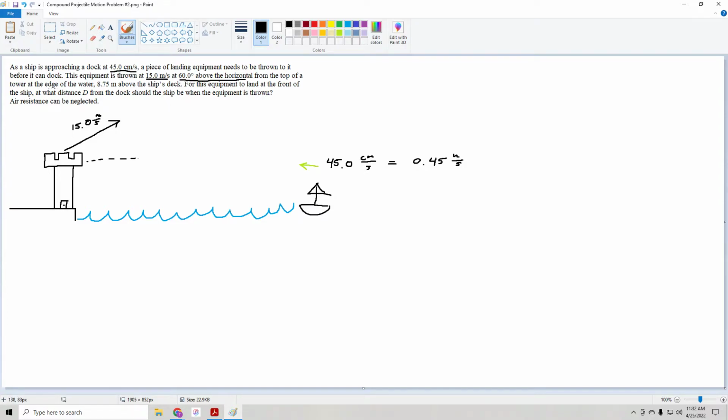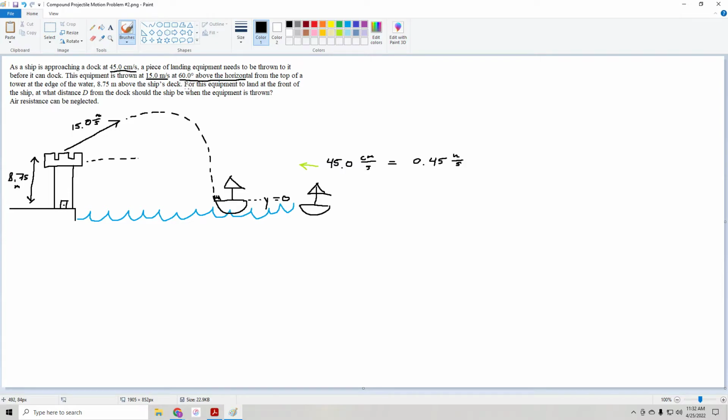From the top of the tower, at the edge of the water, 8.75 meters above the ship's deck. So this basically tells us that the initial position in the y direction that we're throwing this from is 8.75, and when it comes down and hits the ship, we'll say it's located right here. This is at, say, y equal to 0. So forgive the poor drawing, but this is the idea that the problem is getting at.